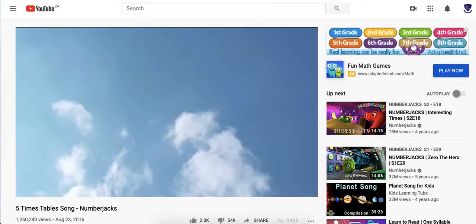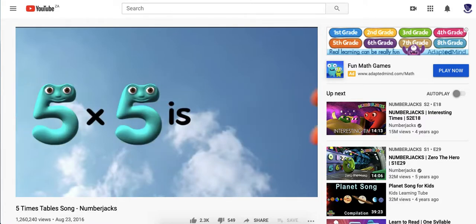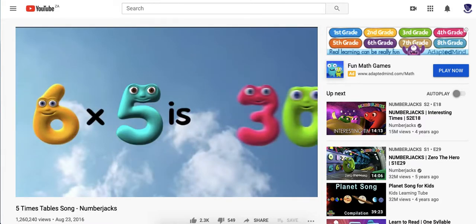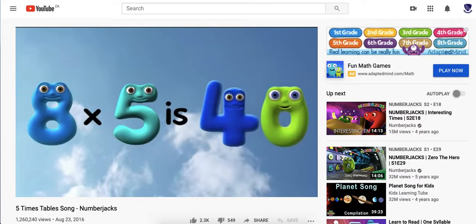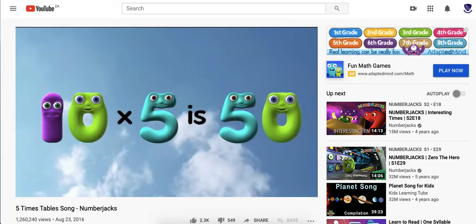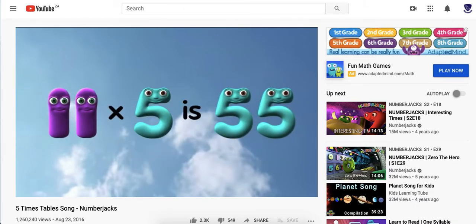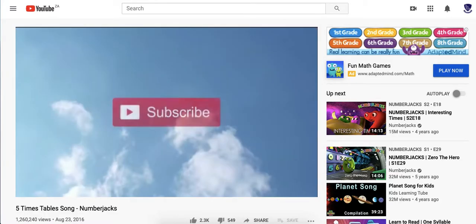Yeah! Ready to go even faster? Oh, yes. 1 times 5 is 5. 2 times 5 is 10. 3 times 5 is 15. 4 times 5 is 20. 5 times 5 is 25. 6 times 5 is 30. 7 times 5 is 35. 8 times 5 is 40. 9 times 5 is 45. 10 times 5 is 50. 11 times 5 is 55. 12 times 5 is 60. Yeah! Brilliant, Agent.